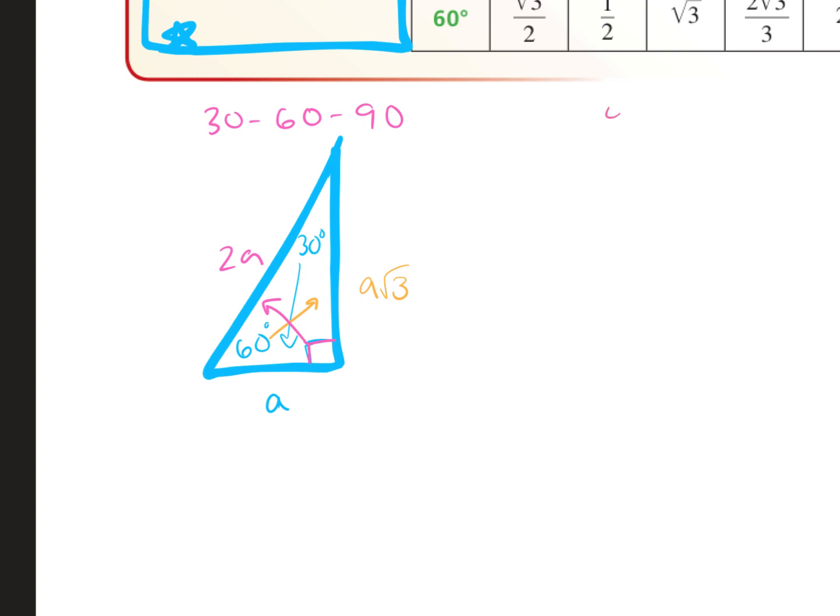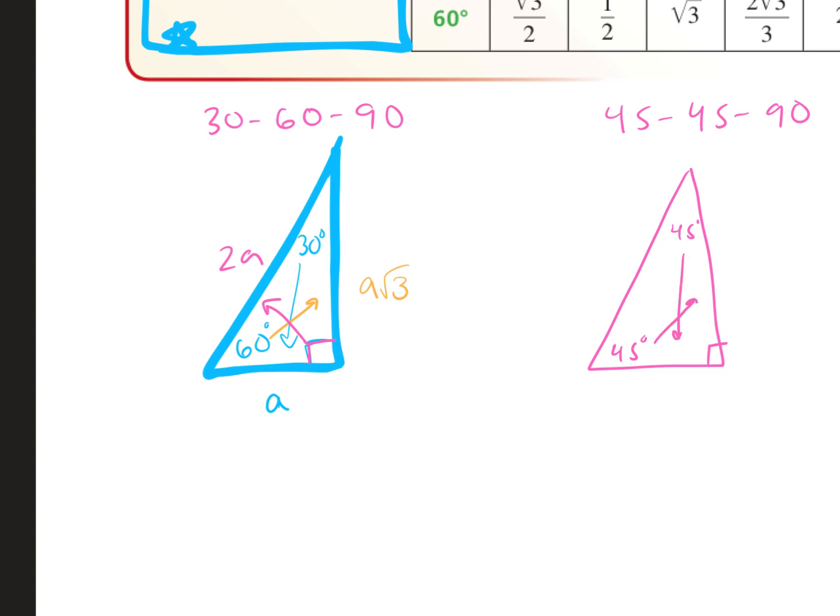The other special right triangle is 45, 45, 90. In a 45, 45, 90, the two acute angles are 45, and we have a 90-degree angle. Across from the 45-degree angles are going to be the same thing. That's our starting value. That's going to be just A. And then across from the right angle, your hypotenuse is going to be A times square root 2.